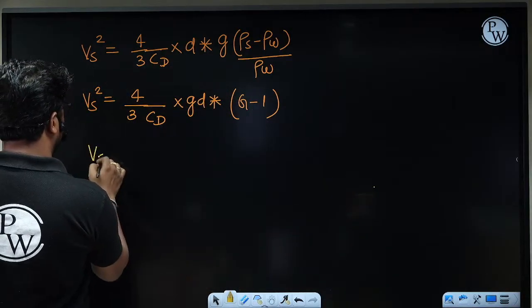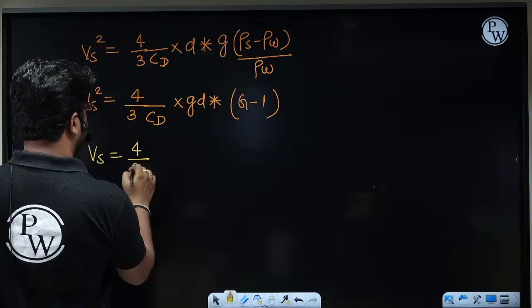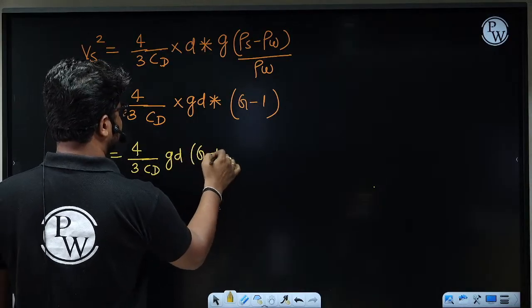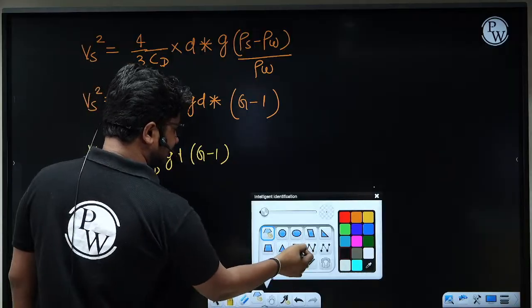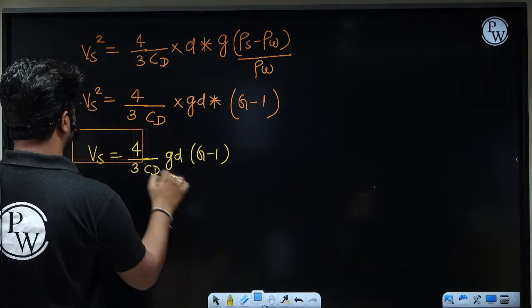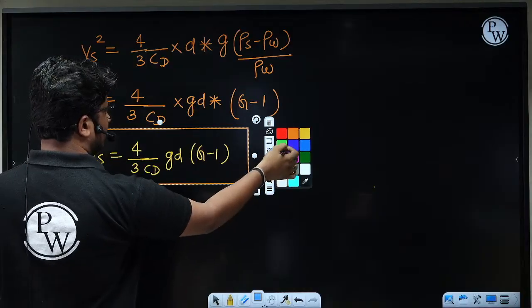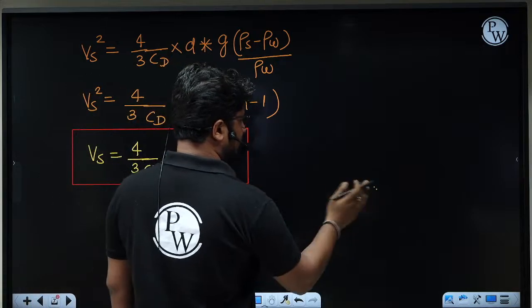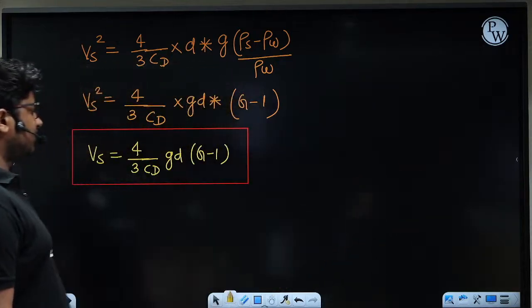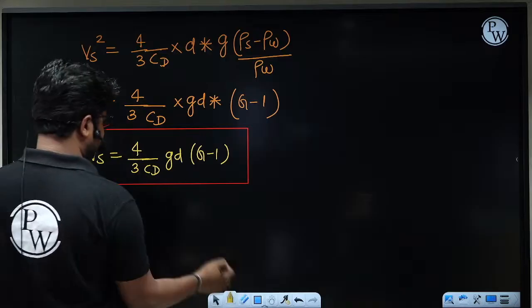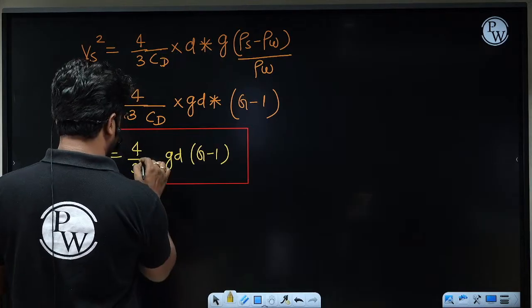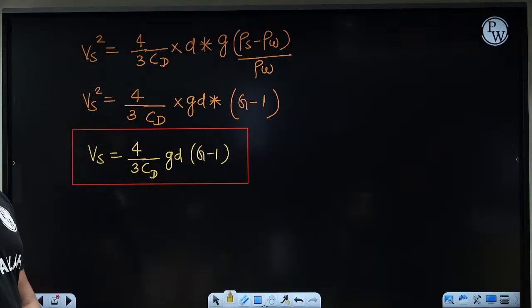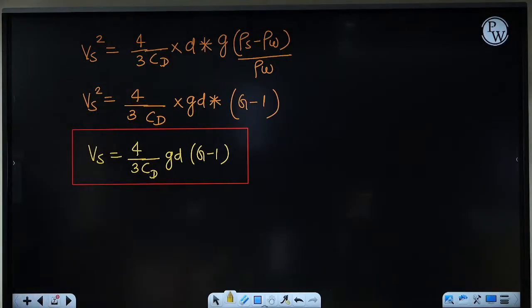That means the formula for Vs what we got, 4 by 3 CD GD G minus 1. This is the formula for the settling velocity. This is the general formula for the settling velocity that we got. This is CD, capital C, and then D. Coefficient of drag.